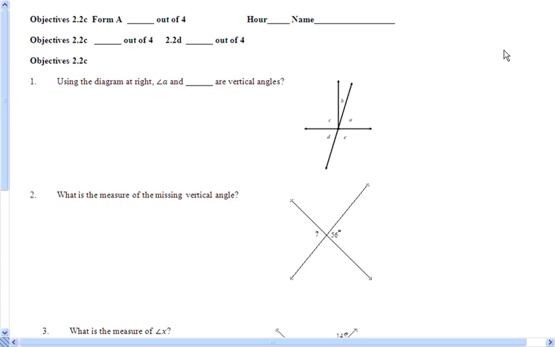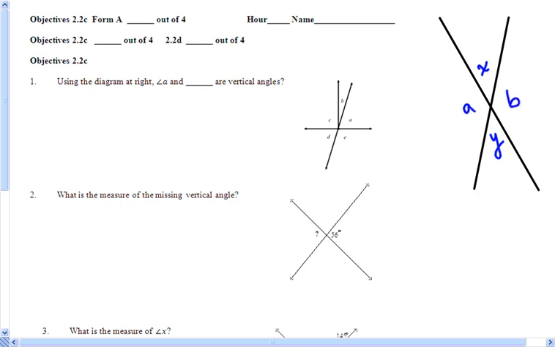All right, this video is so you can relearn Objective 2.2c, which is about vertical angles. Anytime you have two lines that intersect, here's my example, the angles that are opposite each other are vertical angles. So let's say this angle right here, we'll call it angle X and angle Y. Those are vertical angles. And what we know about those is those two angles are the same. If I label this A and this B, then A and B are also vertical angles and they're the same.